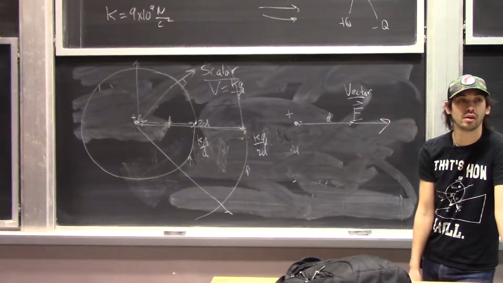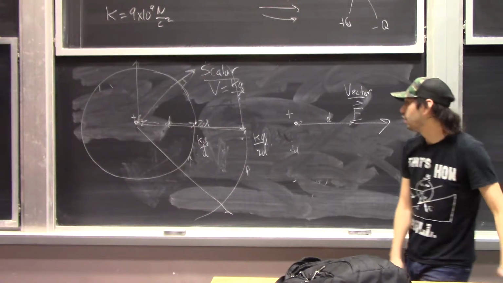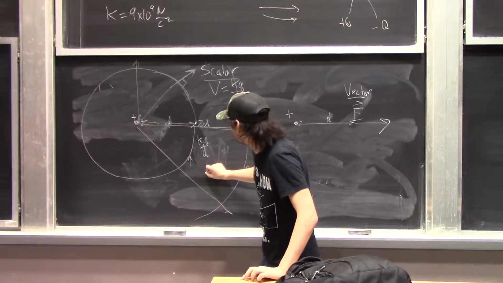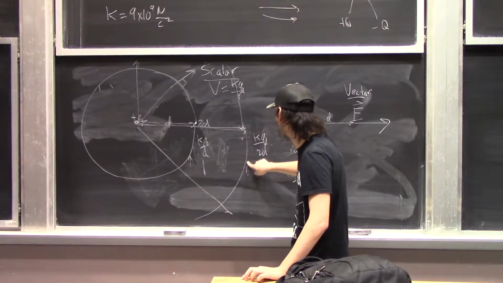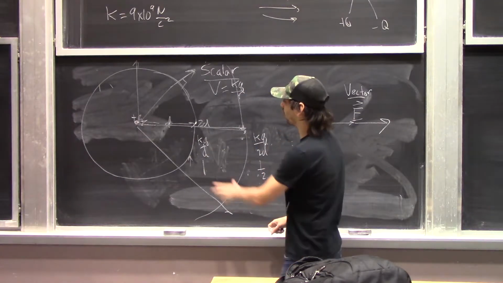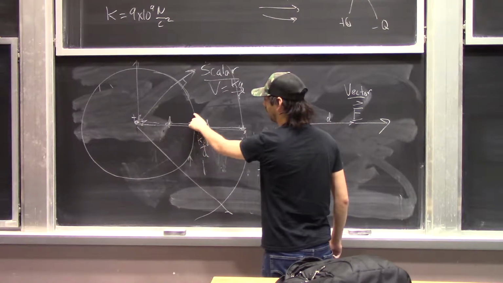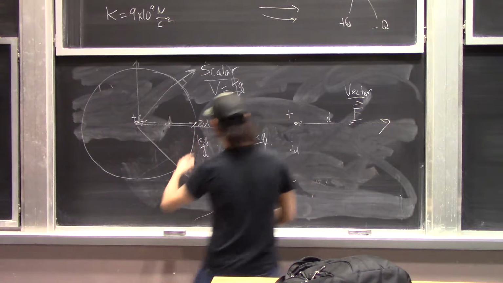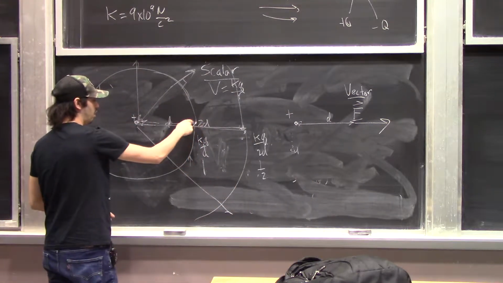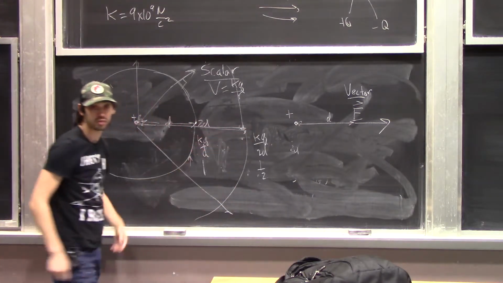Yeah. Electric field points in the direction of decreasing potential. Exactly. So remember, this is like saying this is 1, and this is like saying this is a half. So not only are the electric field lines perpendicular to the equipotential lines, but they point from the higher electric potential to the lower electric potential.